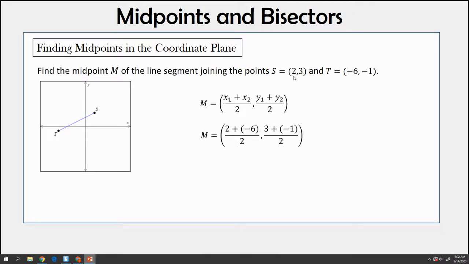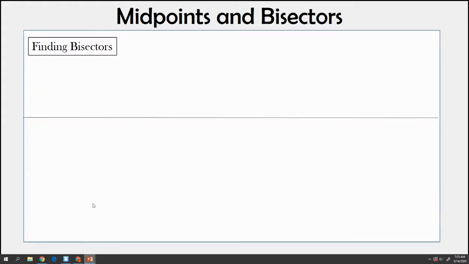So x coordinates: 2 plus negative 6 divided by 2. Y coordinates: 3 plus negative 1 divided by 2. Negative 4 divided by 2, 2 over 2. When I simplify, that gives me negative 2, 1. Okay, so if I was to go over 2 and up 1, that should put me right at the midpoint of ST. So I'm right on the line segment, and I'm right in the middle of it. So it's the average of the x's, average of the y's.